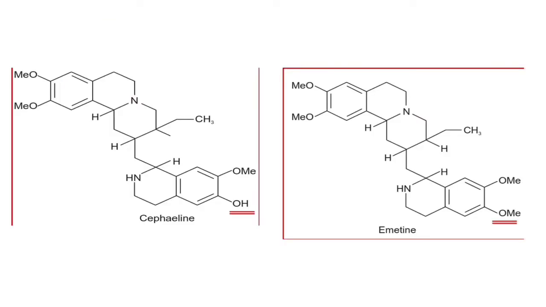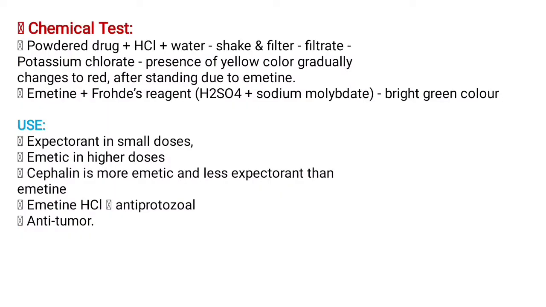This is the chemical structure of cephaeline and emetine. Chemical test: powder drug plus HCl plus water, shake and filtrate. Add potassium chlorate; the presence of a yellow color that gradually changes to red after standing is due to emetine. Emetine plus Frohde's reagent, H2SO4 plus sodium molybdate, gives a bright green color.